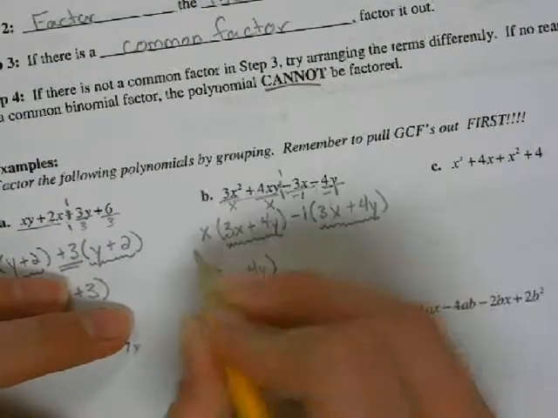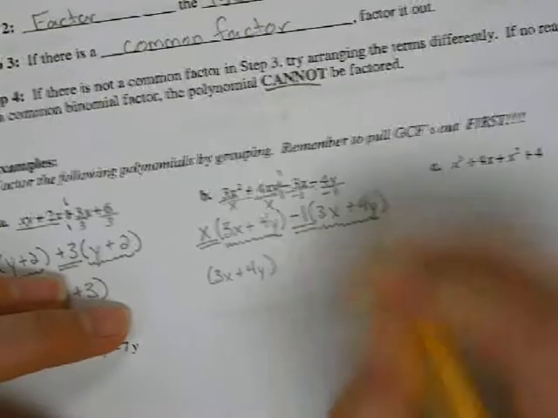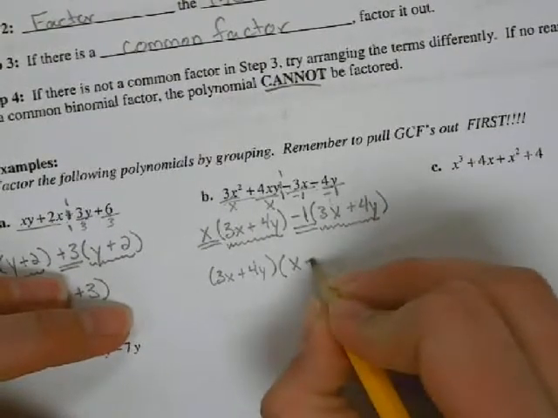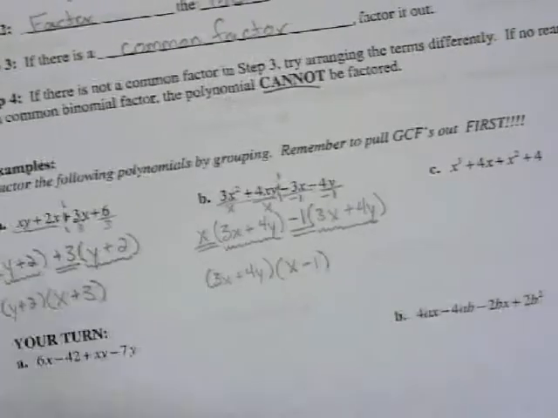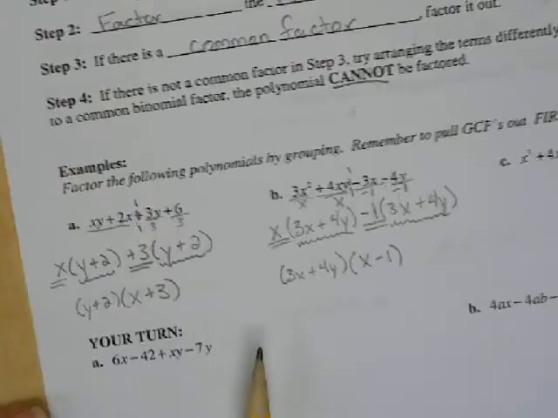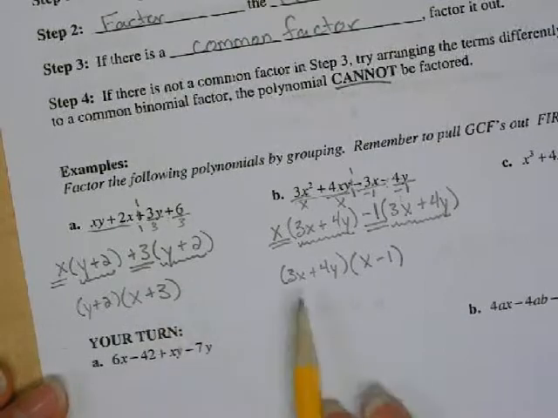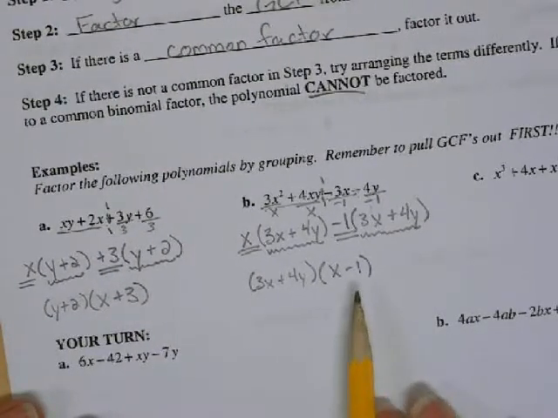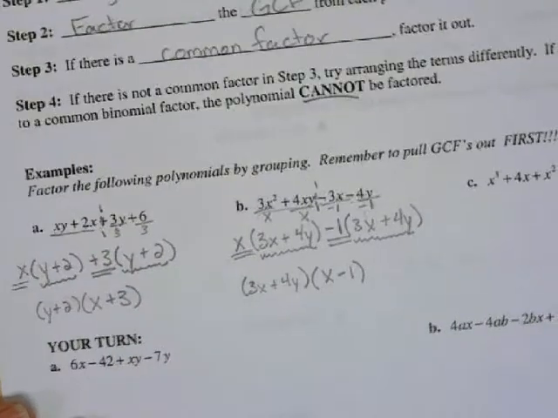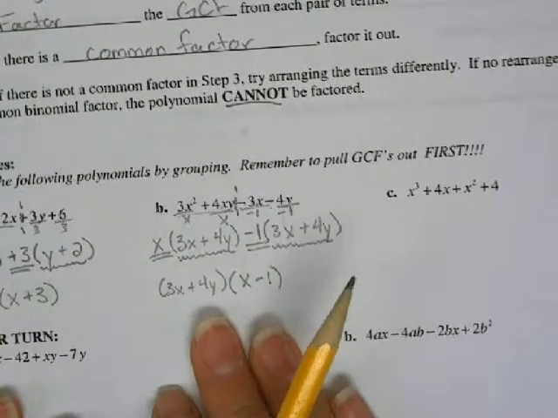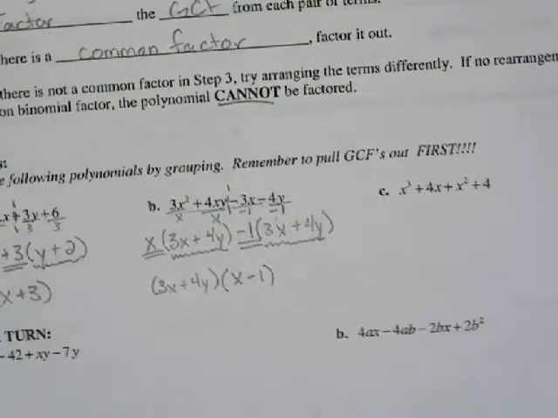And we are left with x minus 1. That goes in my second set of parentheses. Do note the format that you get in these. When I'm factoring these, I have a binomial times a binomial. Same thing here, binomial times a binomial. This is going to be a common thing that you should see when you're doing these. So if you get something else, you might want to double check your work.